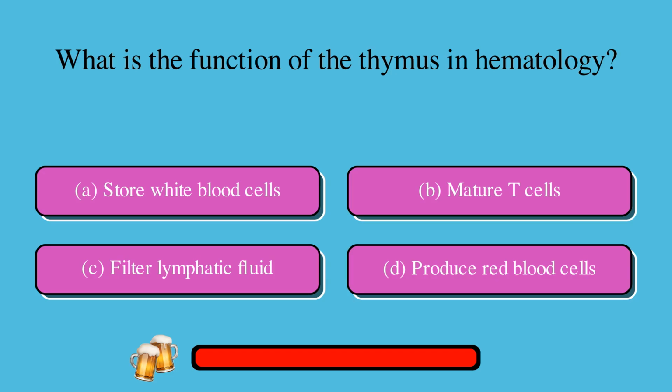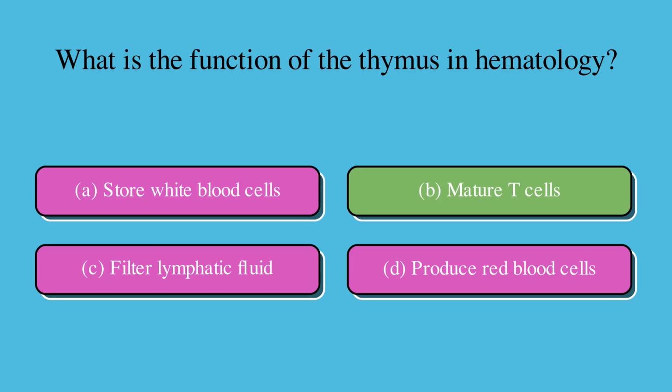What is the function of the thymus in hematology? A, store white blood cells, or B, mature T cells, or C, filter lymphatic fluid, or D, produce red blood cells? The correct answer is B, mature T cells.